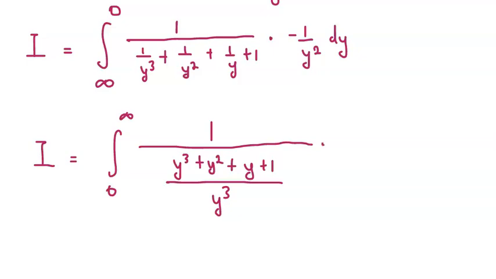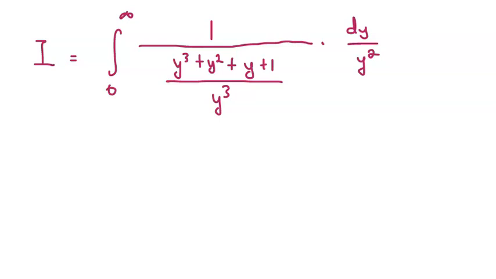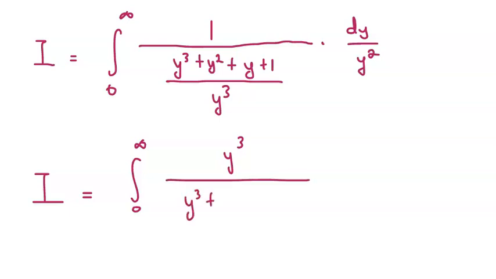So here we're going to multiply by dy over y squared. Now we're taking the reciprocal of y cubed plus y squared plus y plus 1 all over y cubed. So that is going to flip. The fraction will flip as y cubed, then divided by y cubed plus y squared plus y plus 1, and here we have dy divided by y squared. So this will cancel this, leaving us with only y.